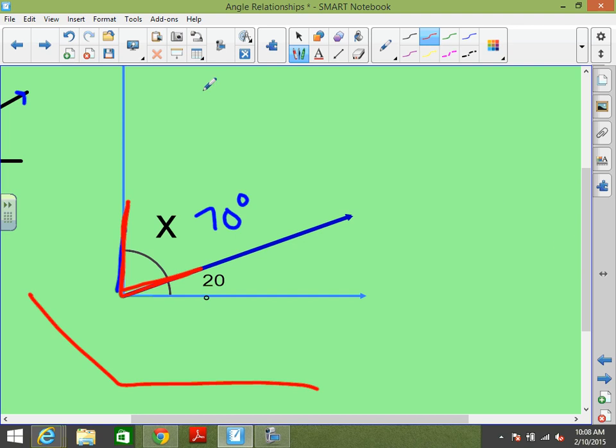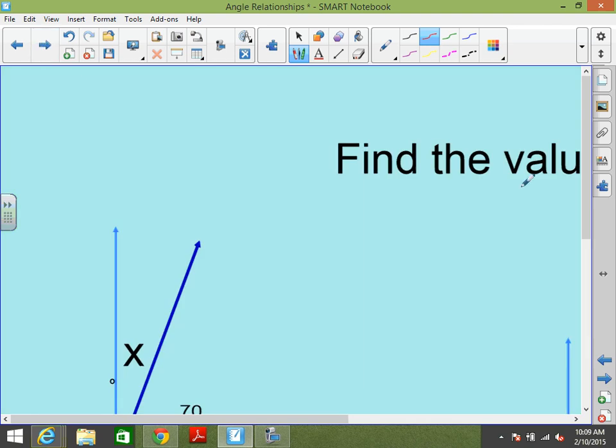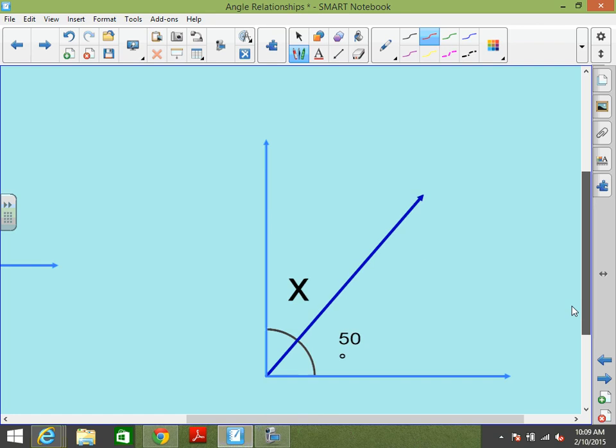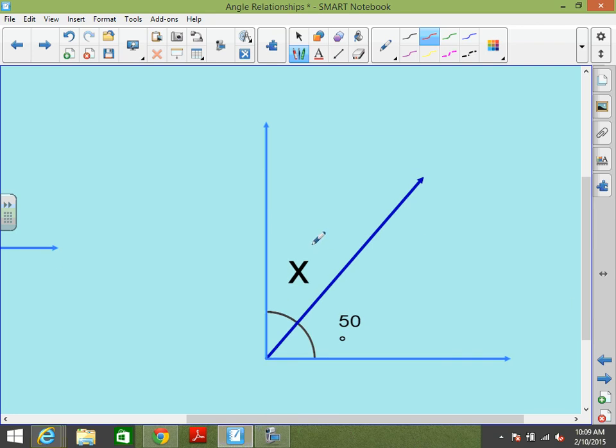Okay, let's do another one. This one's 70. This angle measure has to be 20. Good, 90 degrees. Okay, next, this one is 50. This one has to be 40 degrees. Excellent. Okay.